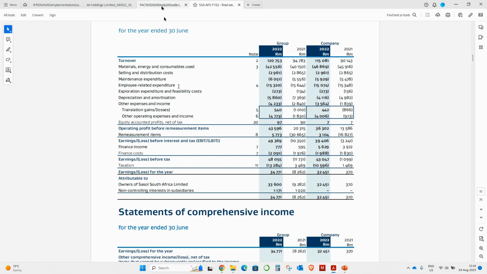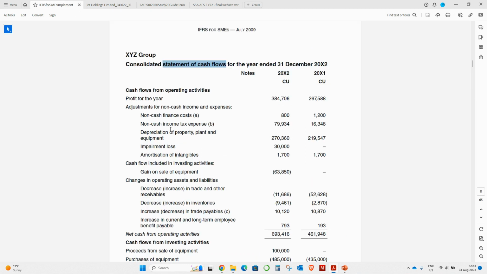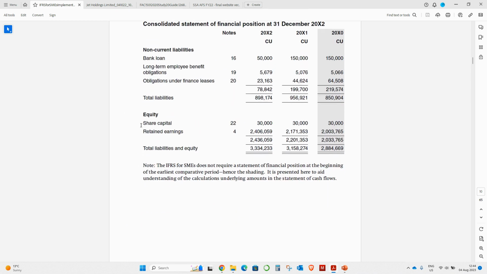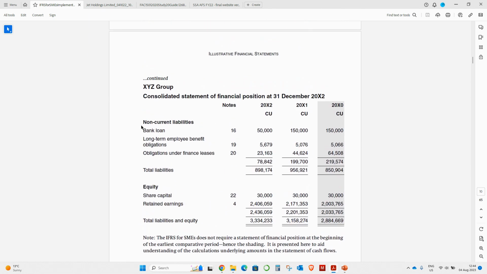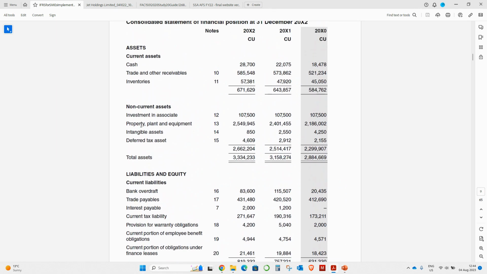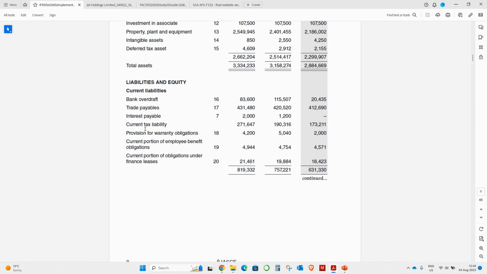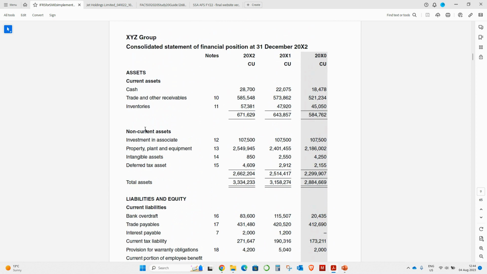Not this one, not this one. Yeah, so this is an example of the statement of financial position. Basically, the statement of financial position is all your assets, your liabilities, your equity, and, sorry, it's your assets, your equity, liabilities, and yeah, that's about it. Those are the components that go into your statement.